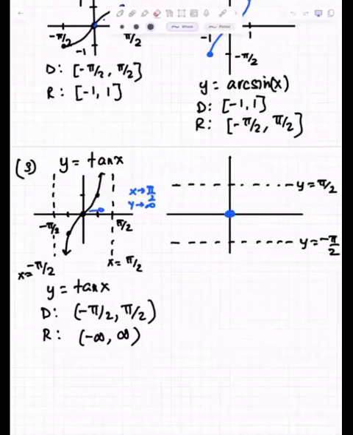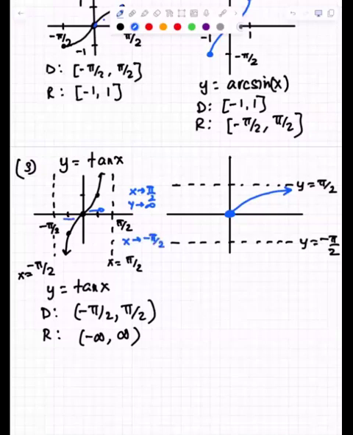Oops, I don't know what happened here. So it's this way, right? And look in the negative direction, what's happening is x is going towards -pi/2, right? Y is headed towards negative infinity. So now when x is going towards negative infinity, correct? Y is headed towards -pi/2.